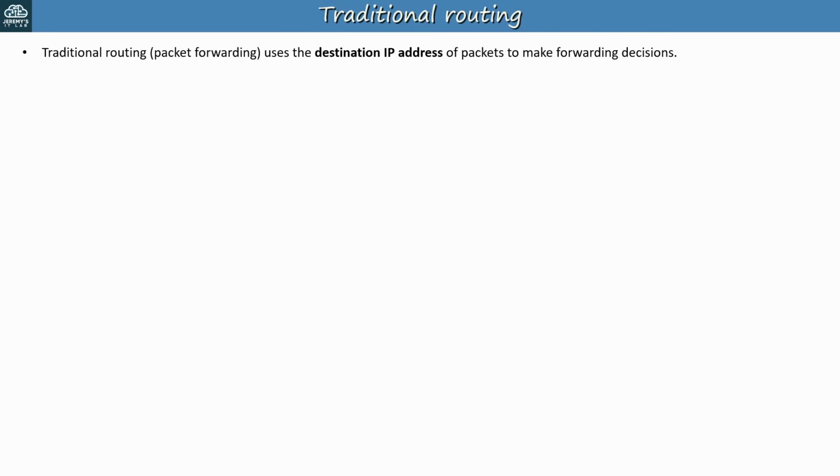Let's get started. First, let's think about traditional routing as you've already learned. Traditional routing, and by routing I mean packet forwarding, uses the destination IP address of packets to make forwarding decisions. The most specific route in the routing table is selected.